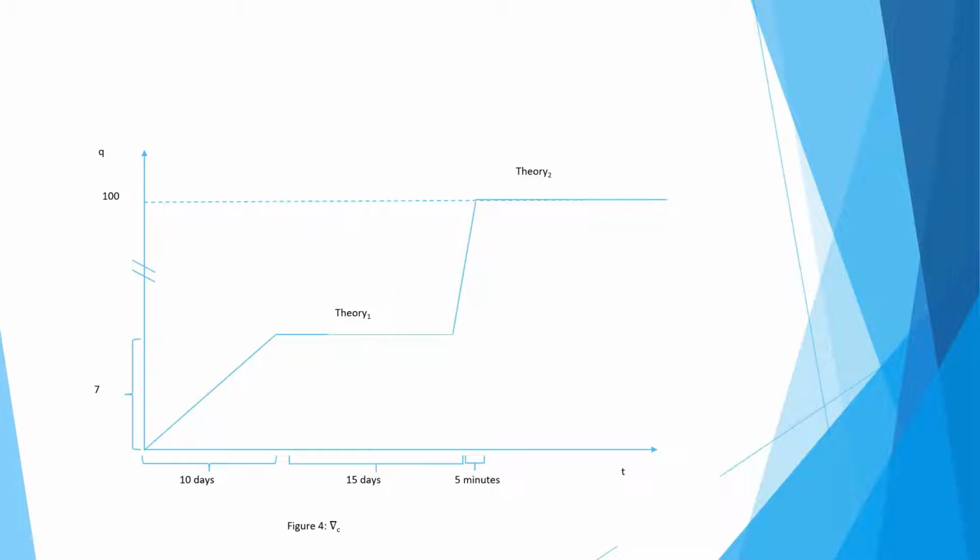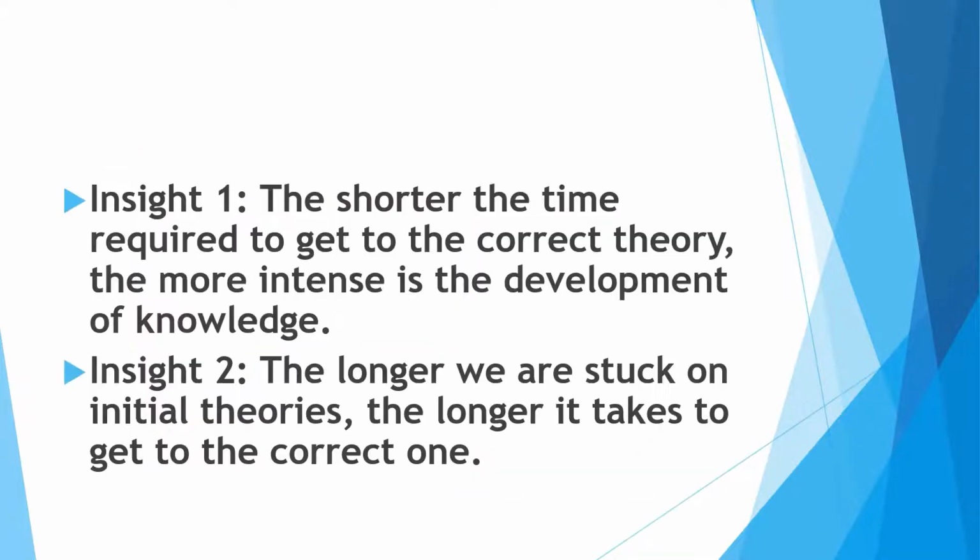This time round, she took just 5 minutes to transit between her initial theory and her new theory. If we consider this new theory to be the correct theory that explains the phenomena of insect stings on human beings, then del C equals 100 divided by 10 days plus 15 days plus 5 minutes, which equals 3.9994 per day. From this simple example, we can derive our first insight.